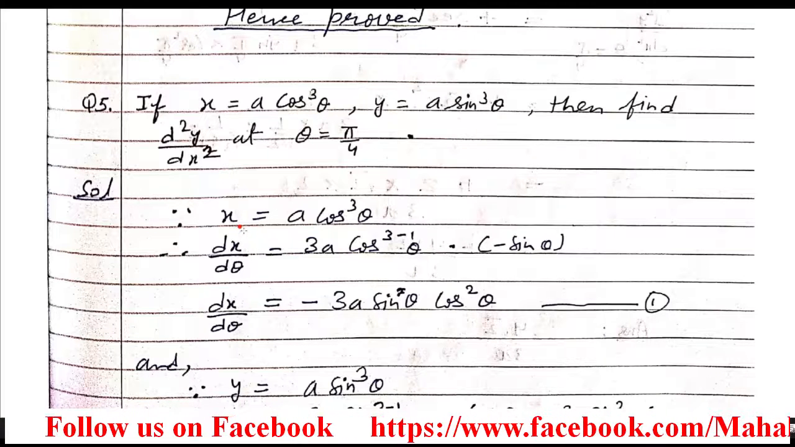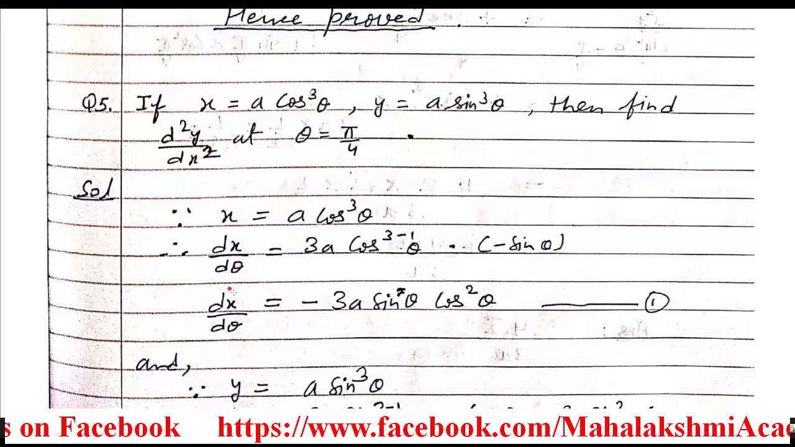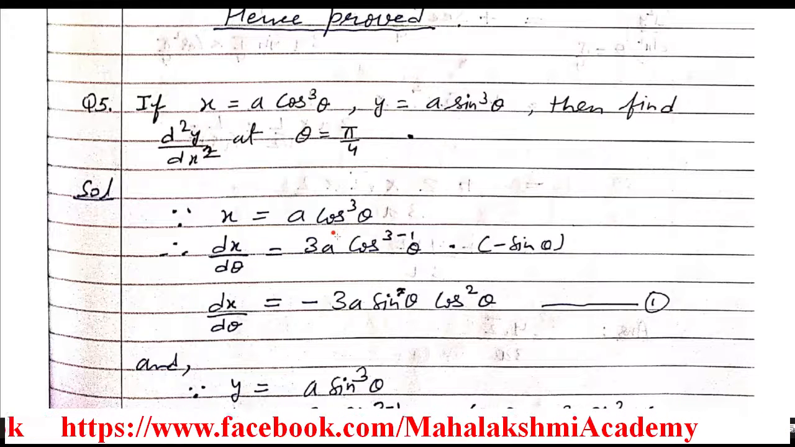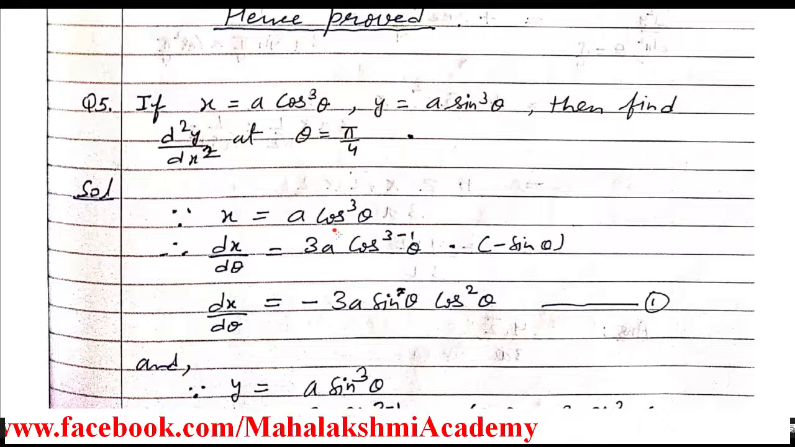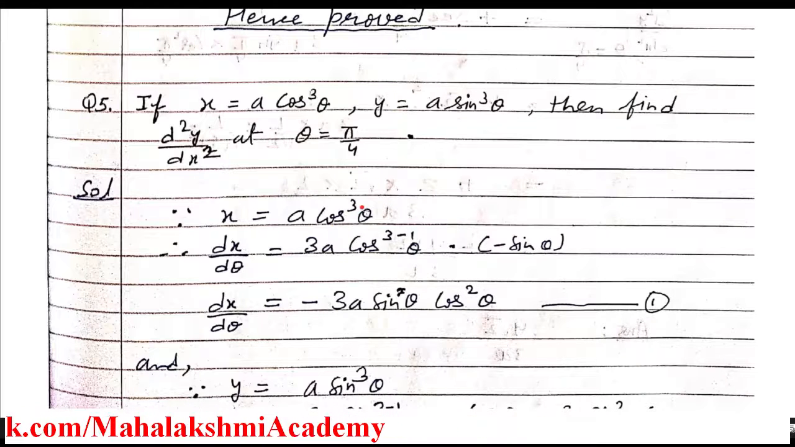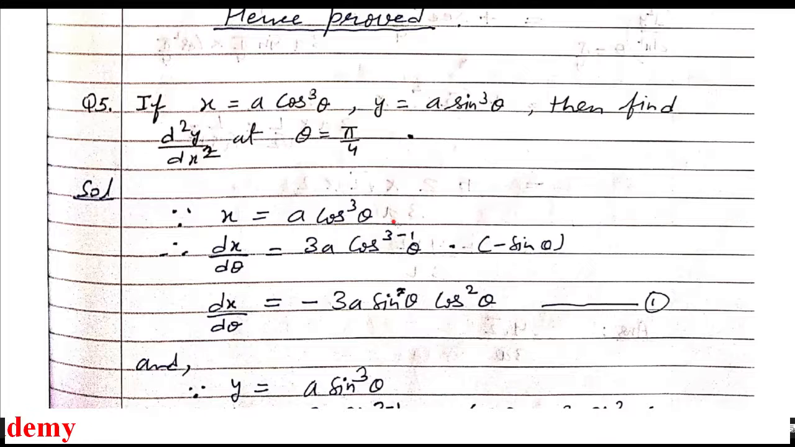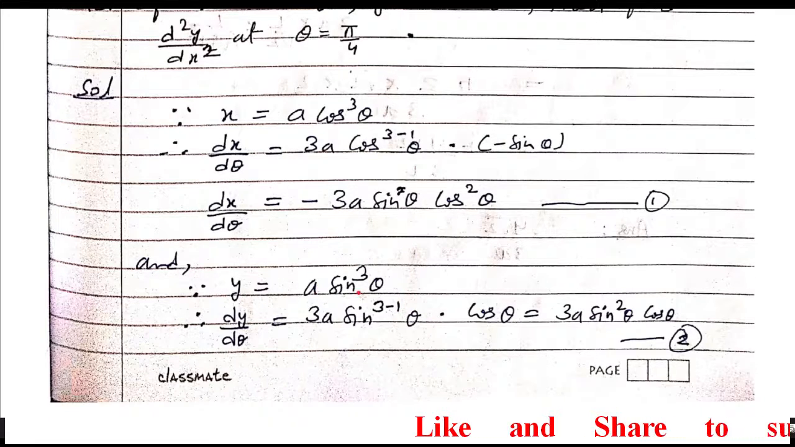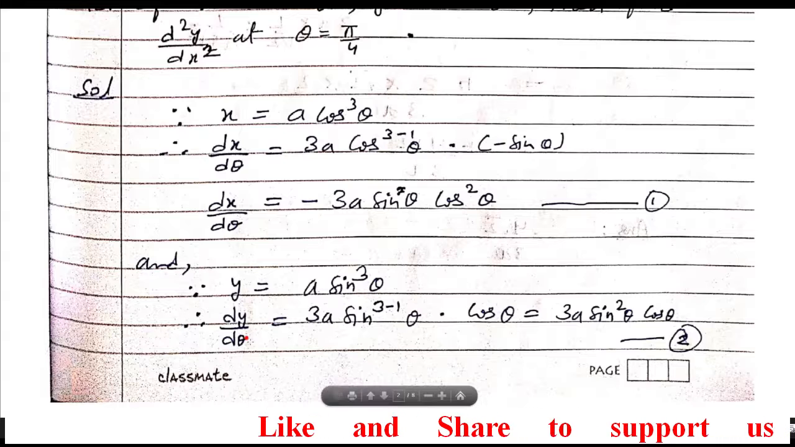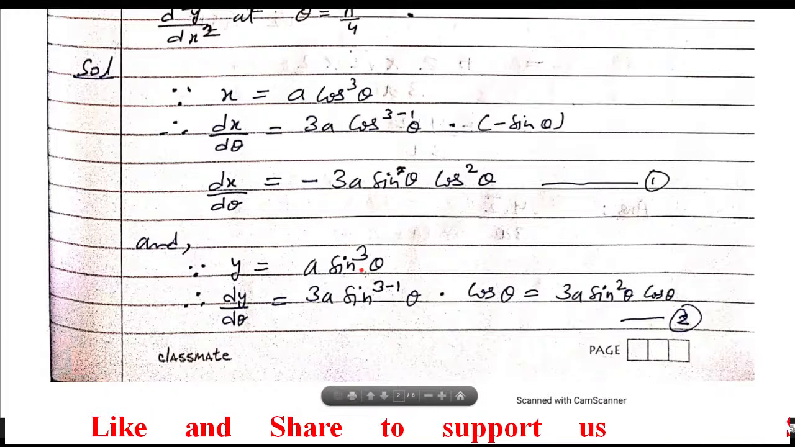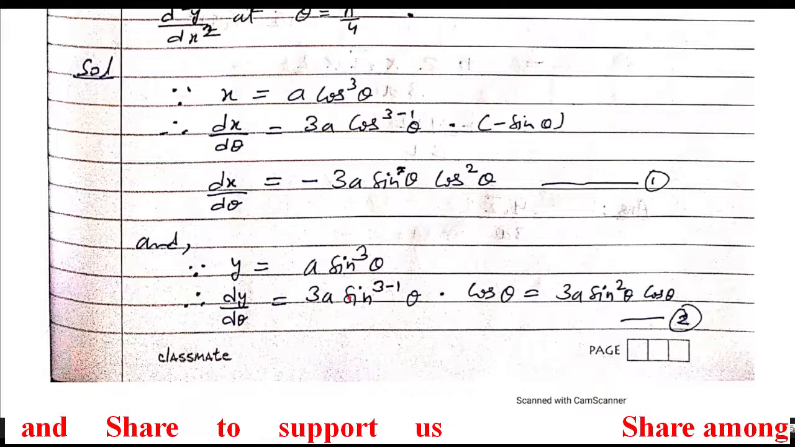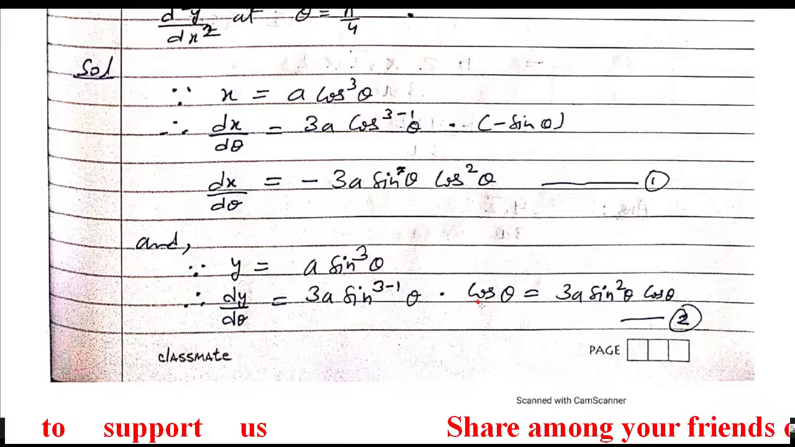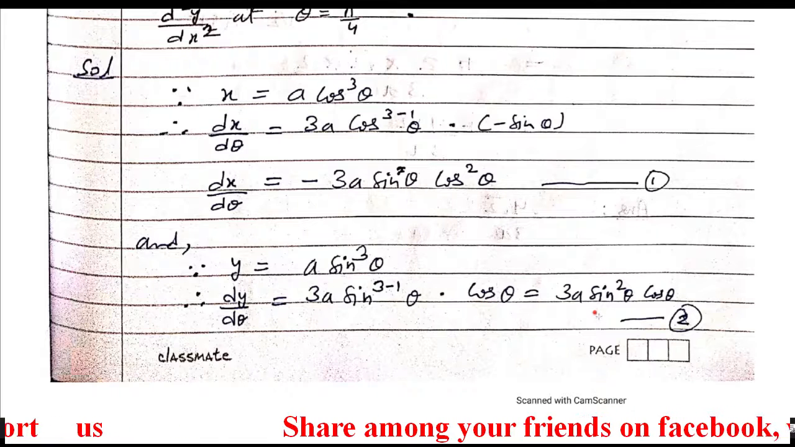So x is this, differentiate it with respect to theta. Here when you differentiate cos cube theta, it behaves as x to the power n. What is the differentiation of x to the power n? It is n x to the power n minus 1. Then according to the chain rule you have to differentiate cos theta again, and cos theta's differentiation is minus sin theta. So you will obtain this. Now y is a sin cube theta. Differentiate it again with respect to theta, and again it behaves as x to the power n, that is n x to the power n minus 1. Then sin theta's differentiation by the chain rule is cos theta. Simplify it, you will obtain this.